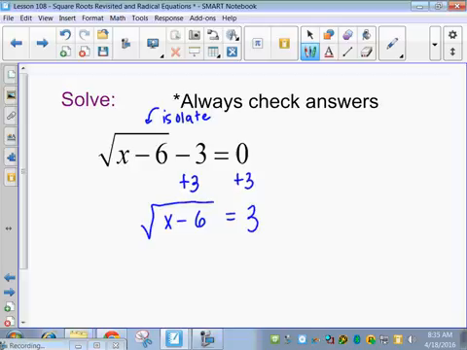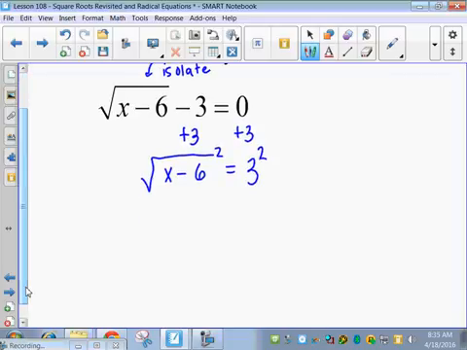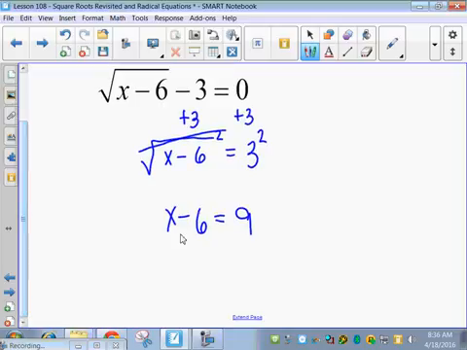Then to undo a square root, how do we undo a square root? Drew? We square both sides. So we're going to square the square root, and that's the inverse operation. This is going to cancel the radical, and we have just x minus 6 left over. On this side, I have 3 squared, which is 9. Now I can finally add the 6 over, my final step, because I got rid of the radical. And so my answer is 15.